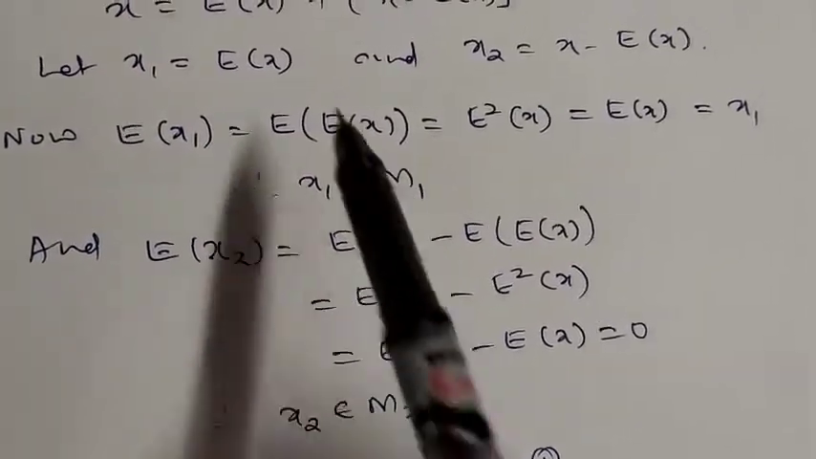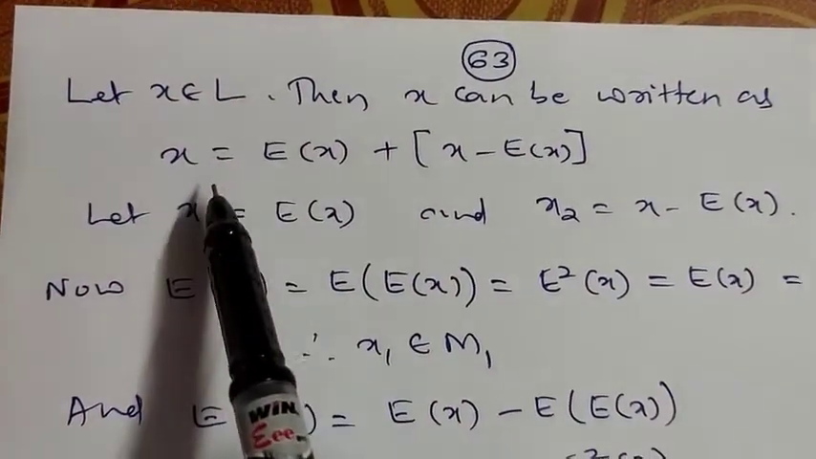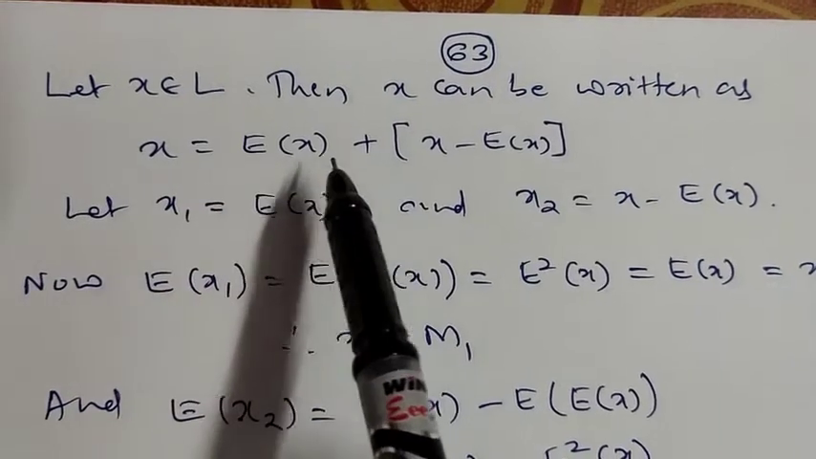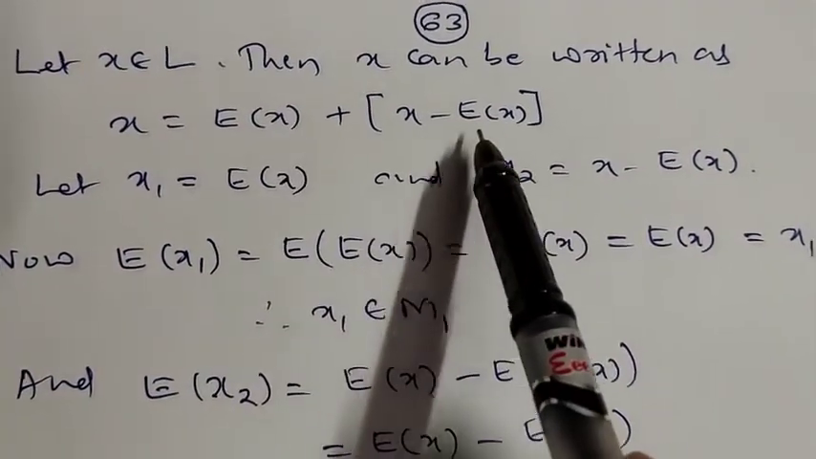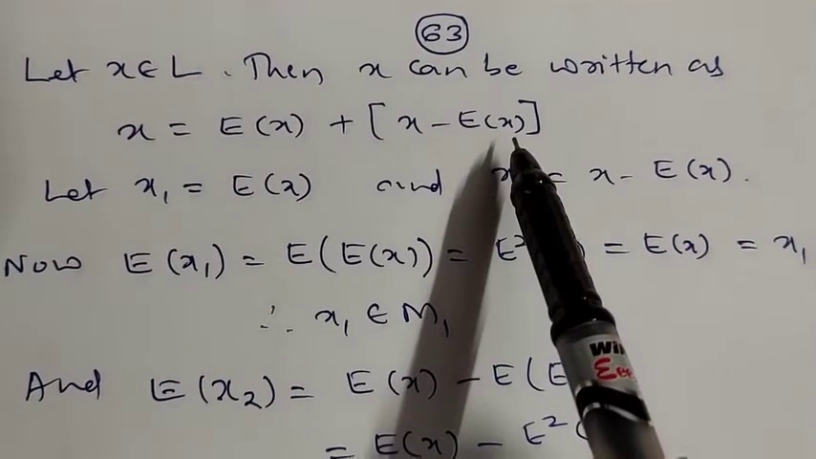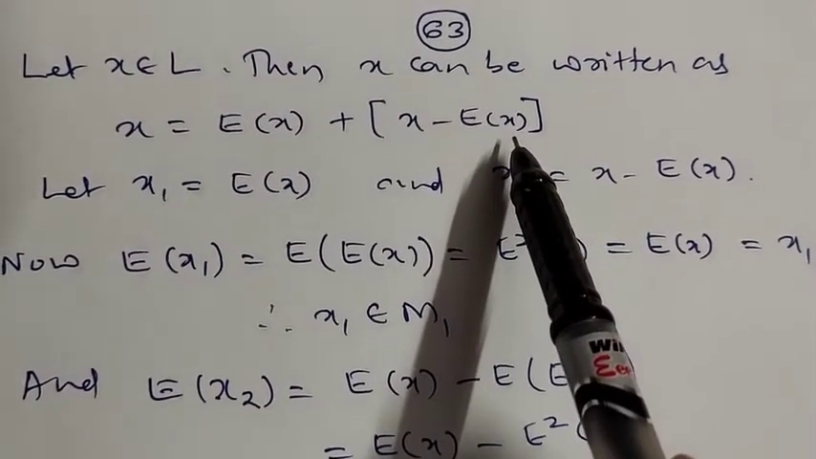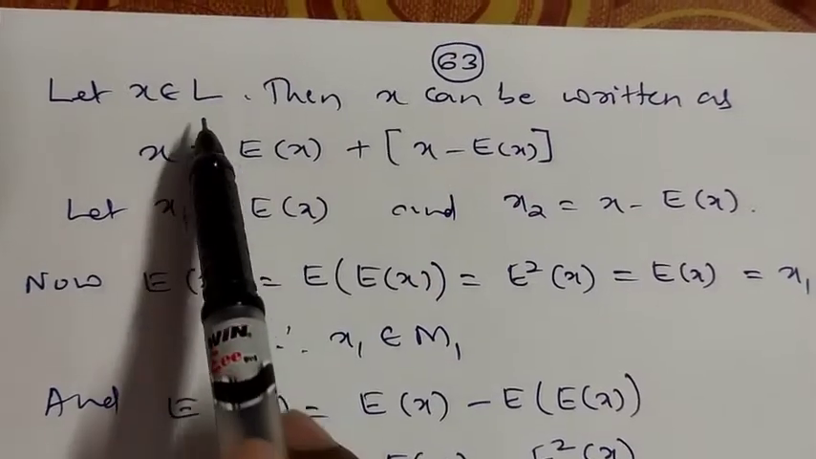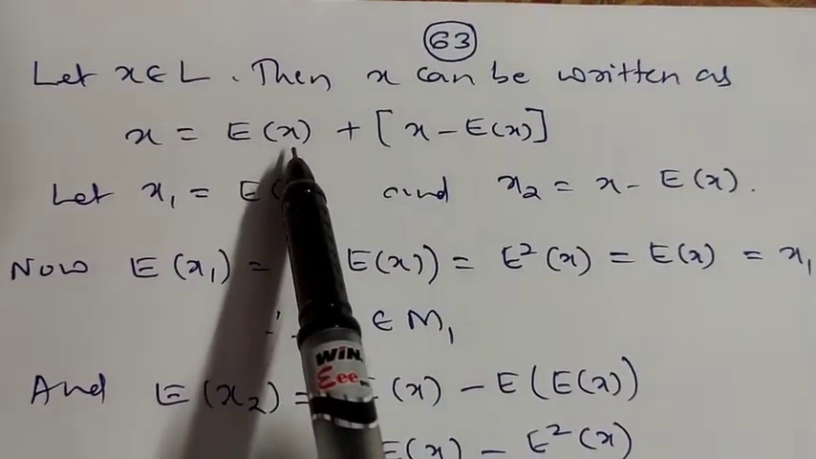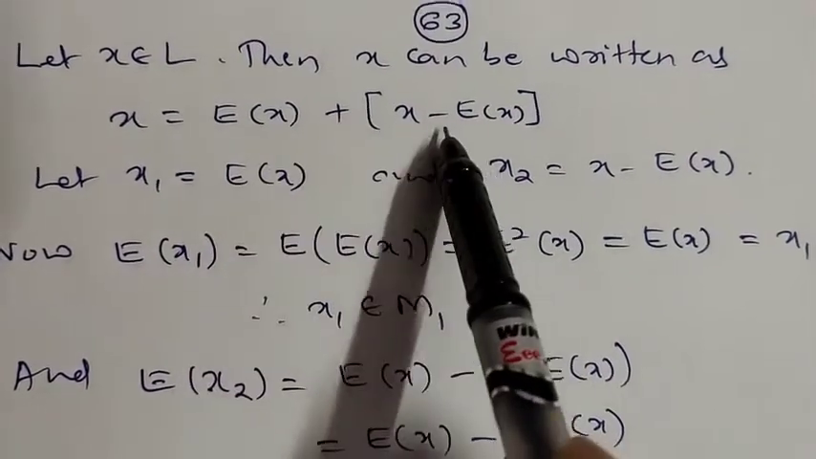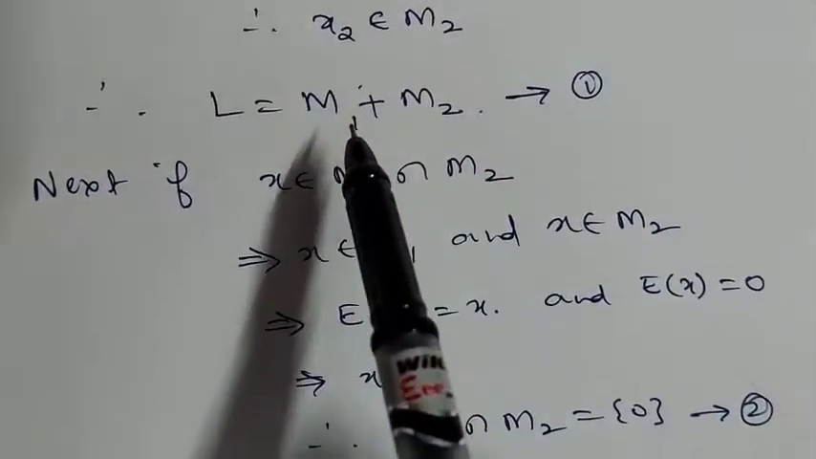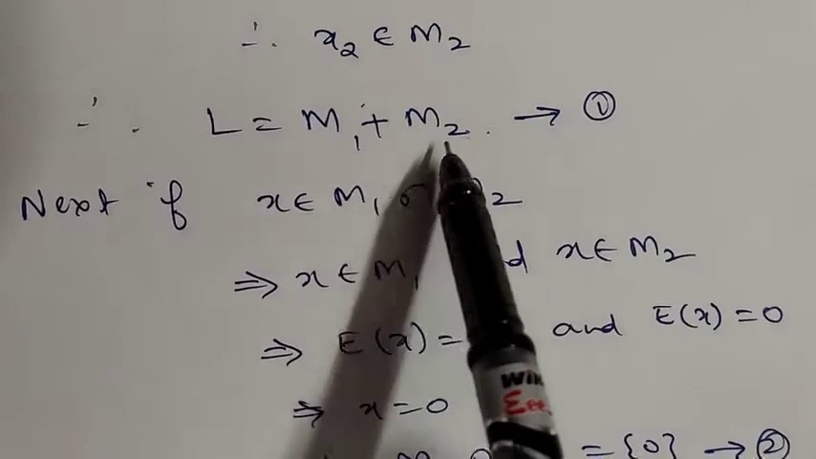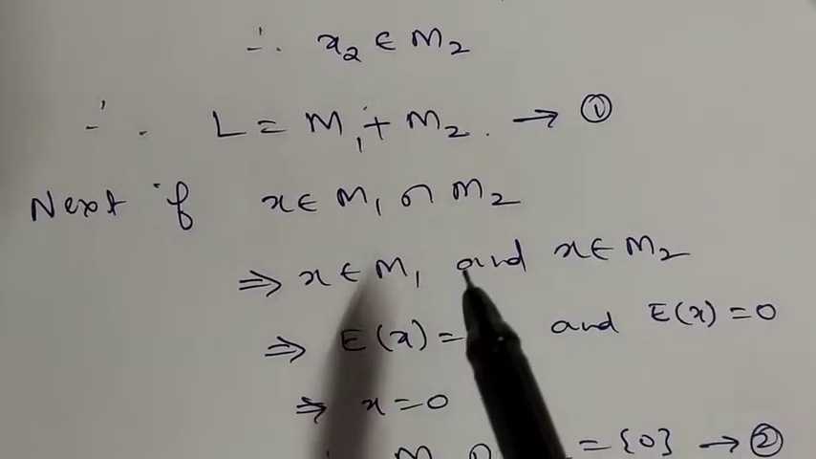Thus we have taken x belonging to L and shown that x can be written as E of x plus x minus E of x, where E of x belongs to M1 and x minus E of x belongs to M2. Therefore every element of L can be written as the sum of an element of M1 and an element of M2. So we can declare that L is the sum of M1 plus M2. Call this number 1.